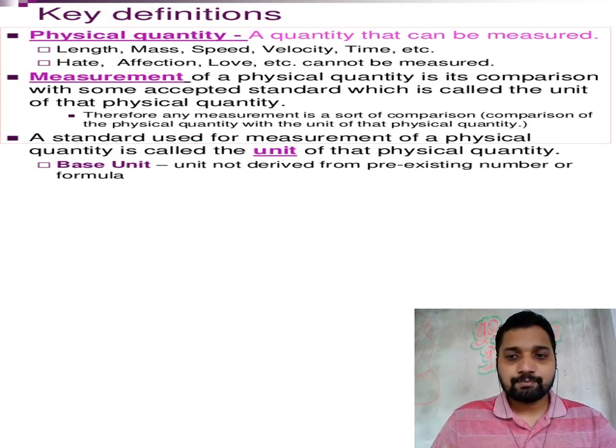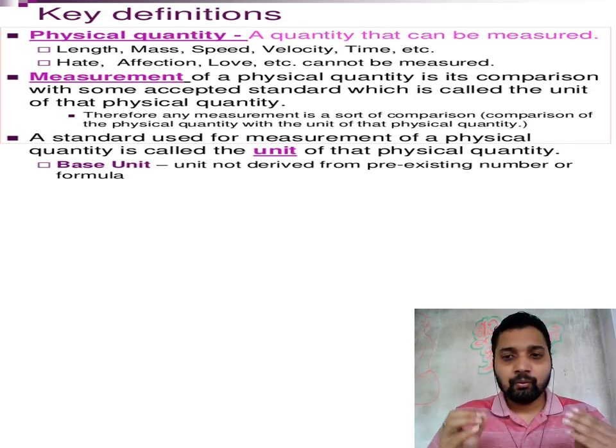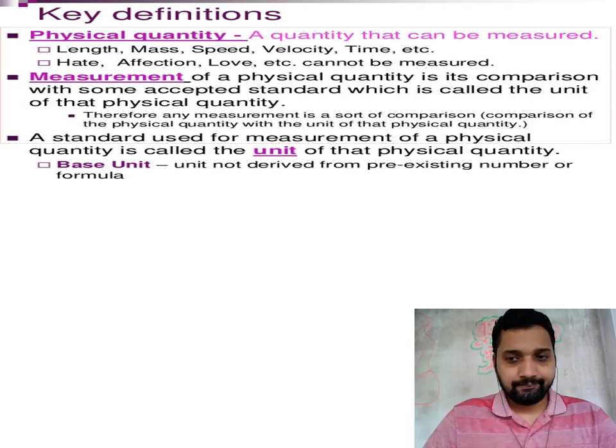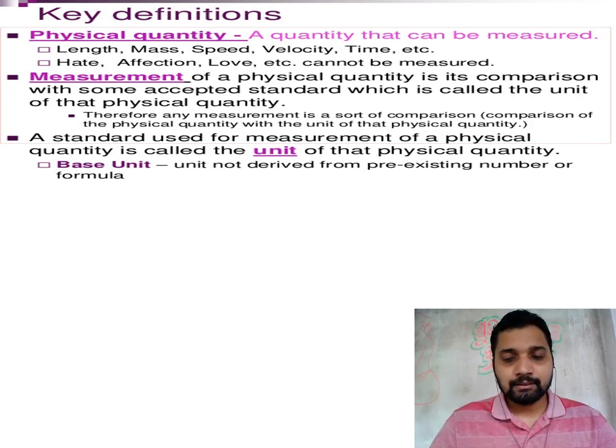Length, mass, speed, velocity, time, all are physical quantities. So here we are going to discuss one physical quantity, which is density. Hate, affection, love, these all are sensations, these all are feelings which cannot be measured. So we are not taking them as physical quantities.